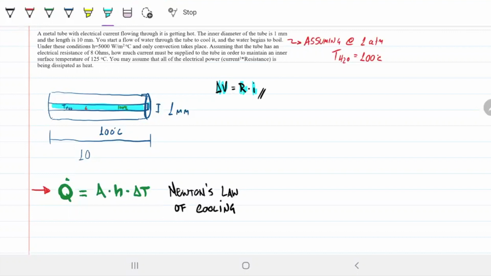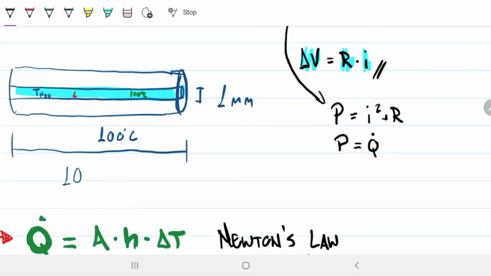Then how much current must be applied to the tube in order to maintain an inner surface temperature of 125 Celsius? You may assume that all the electrical power is being dissipated as heat. So let's write this down. The electrical power equals current squared times electrical resistance. It's saying that all the electrical power can be assumed to be dissipated as heat. So P equals Q.